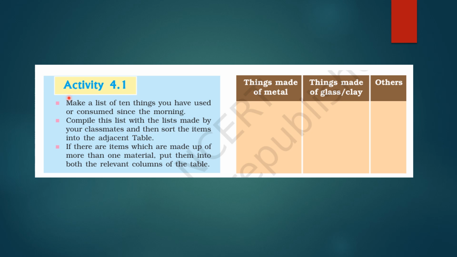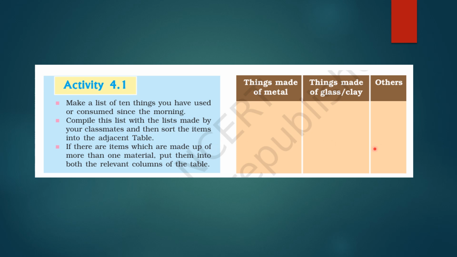Okay. So we have to make a list of 10 things that we have used or consumed since the morning. जैसे आप अपना पूरा routine देखो तो आप identify करो the things which you used made up of metal, made of clay or glass and others. Okay. You can then compile the list made by your classmates and sort the items into this table.